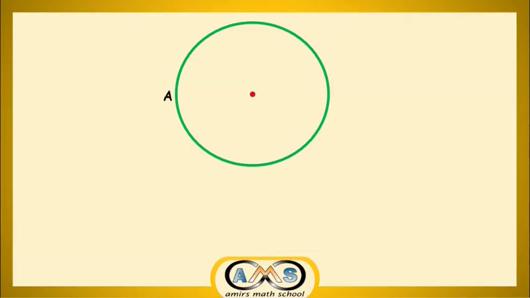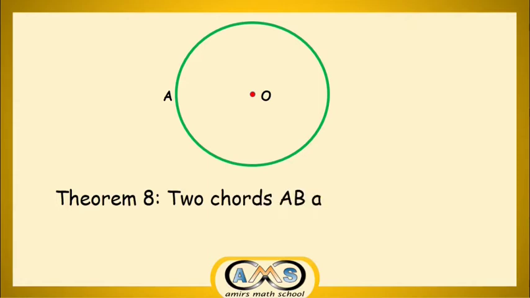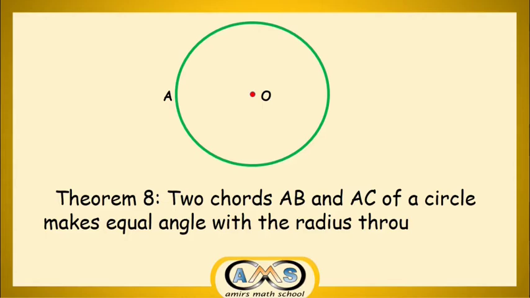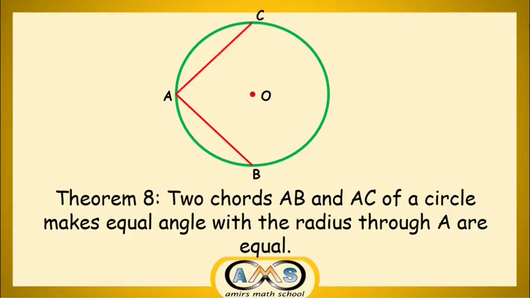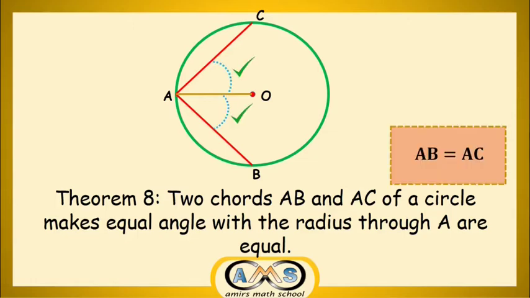Now, A is a point on the circumference of a circle and O is the center of that circle. Now, theorem number 8. Two chords AB and AC of a circle that make equal angles with the radius through A are equal. That is, one chord is AB, another chord is AC. They make equal angles with this AO. These two angles are equal. In that case, AB is equal to AC. That is, the lengths of these two chords will be equal.